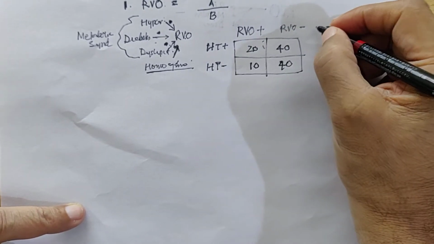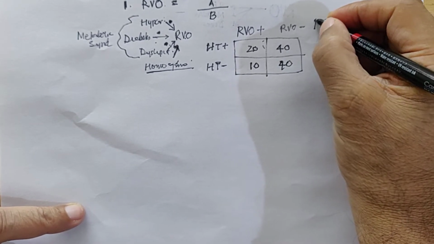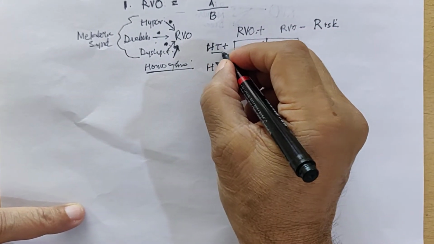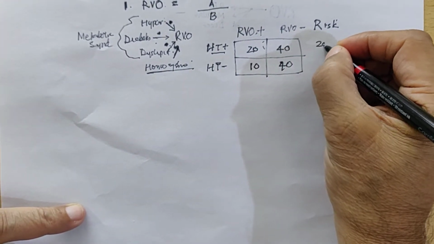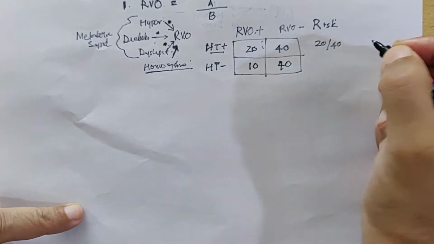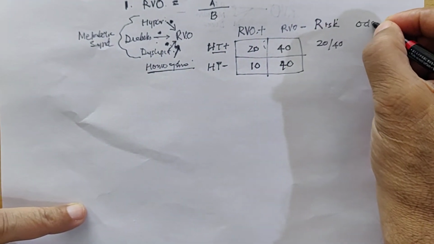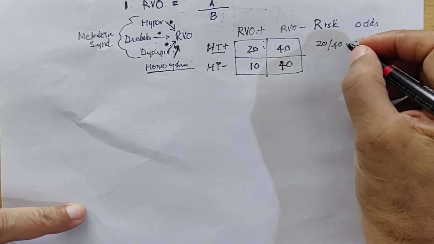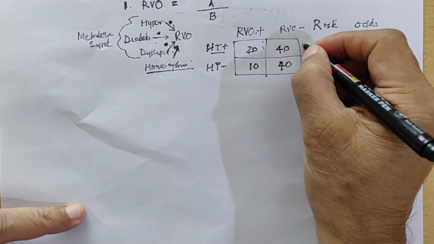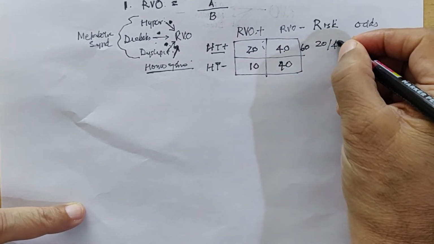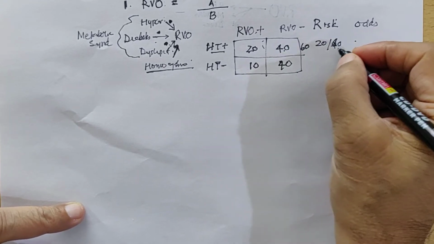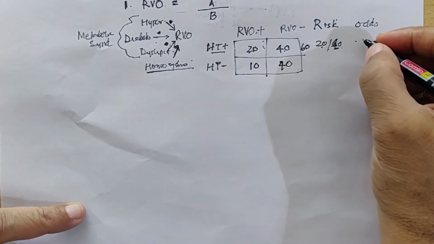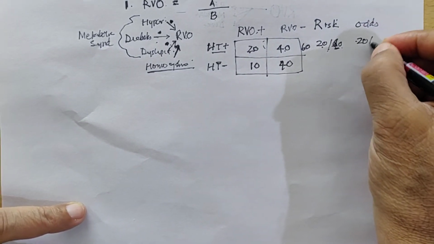Then you must understand the first number that you get is the risk of having RVO given that you have hypertension. So that risk comes out to be 20 upon 60. See, this number is 60, because this denominator contains the numerator and it can never be more than 1. But if you talk of odds, the odds come out to be 20 upon 40.